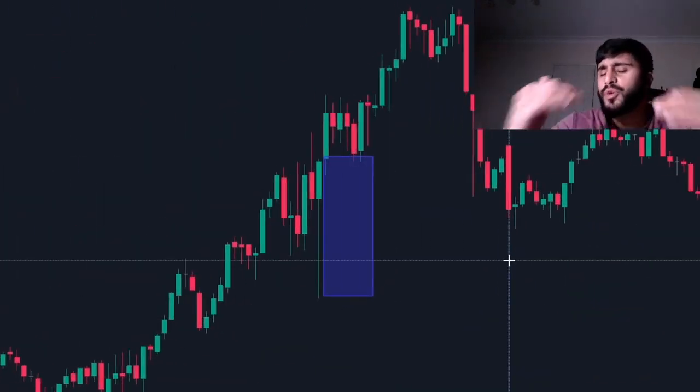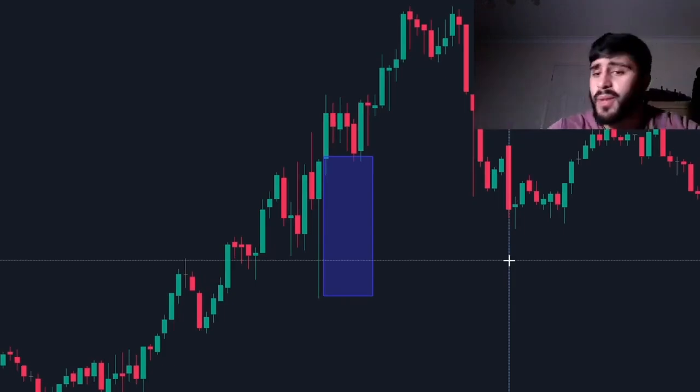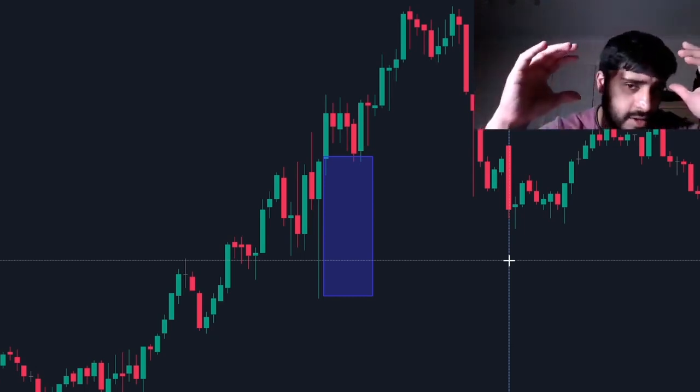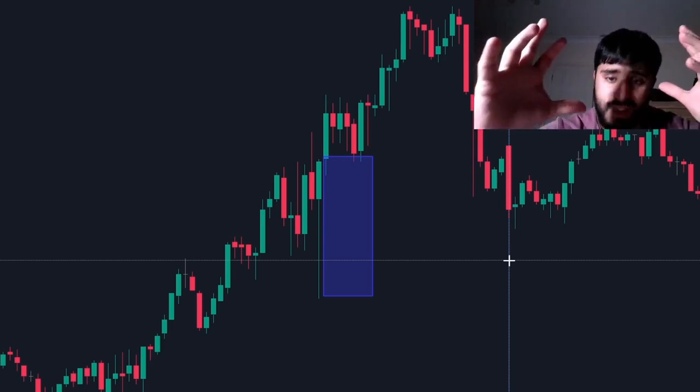But what differentiates and what separates the good traders from the bad traders, or the traders from the gamblers, I should say, is being able to distinguish between a good fair value gap and a bad fair value gap. And it doesn't come down to market structure. It doesn't come down to liquidity. It doesn't even come down to time.